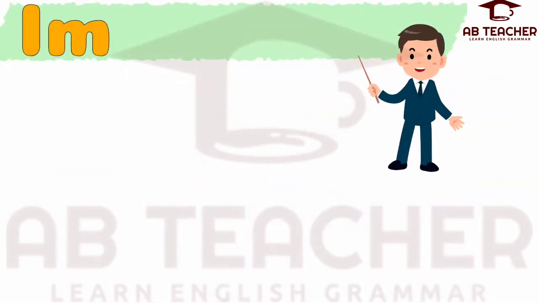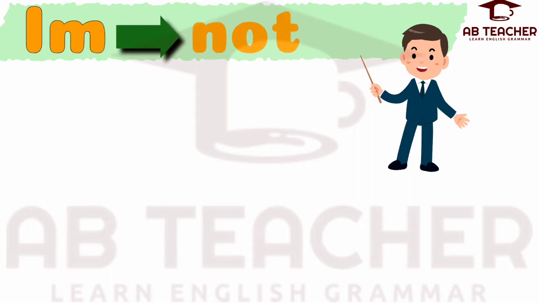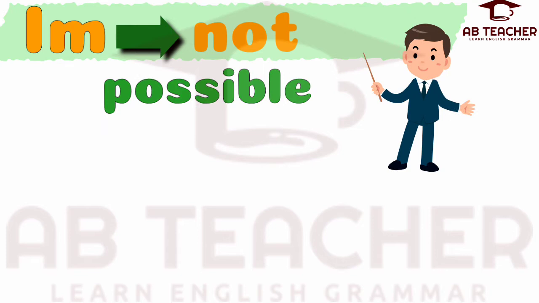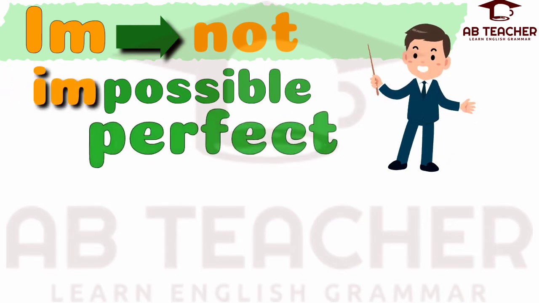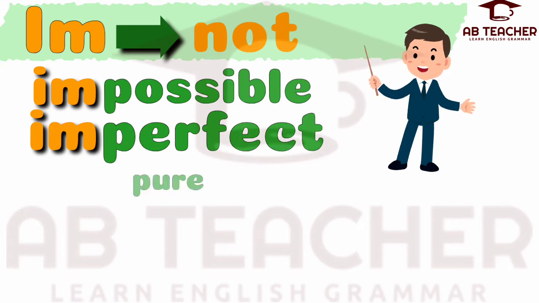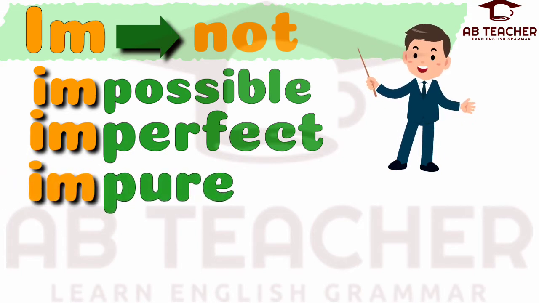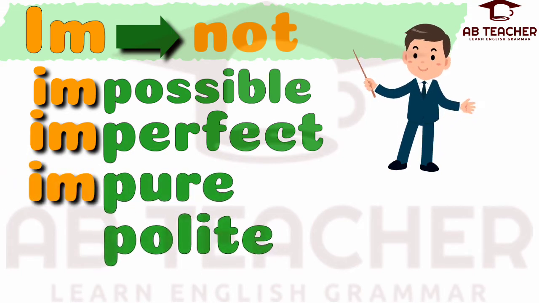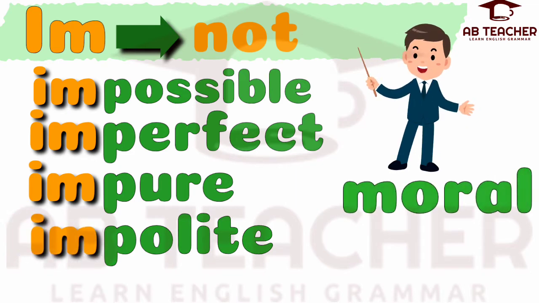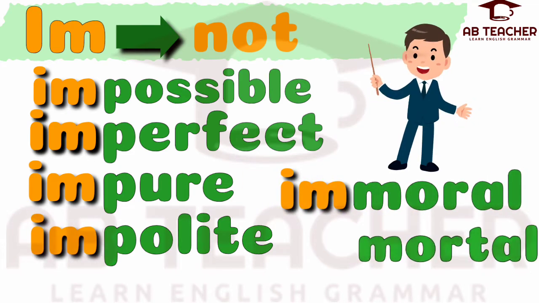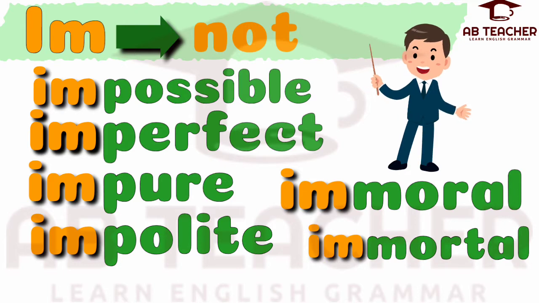Prefix "im", which means not. When added to root words, it makes them opposite in their meanings. For example, it was possible in the beginning, but now it is impossible. Perfect becomes imperfect, pure becomes impure, polite becomes impolite, moral immoral, and mortal becomes immortal.